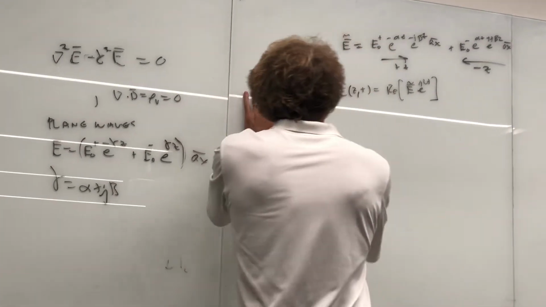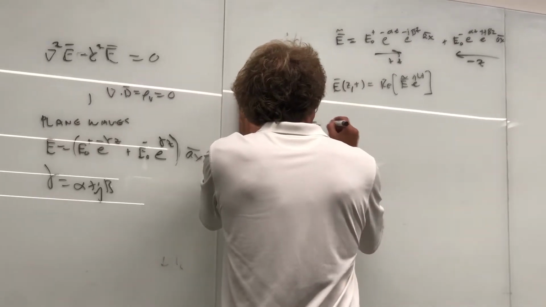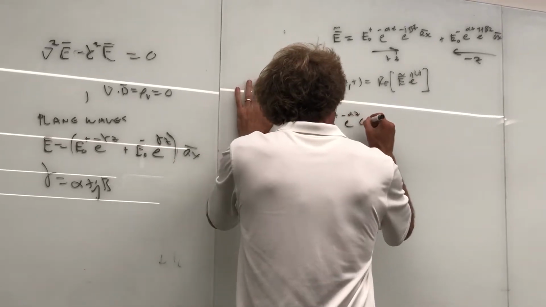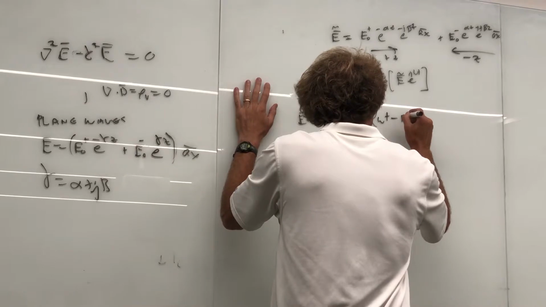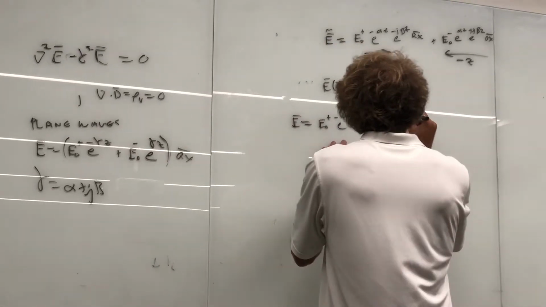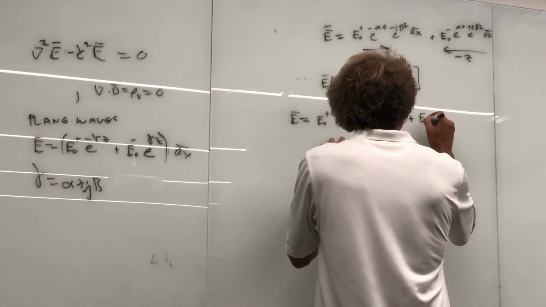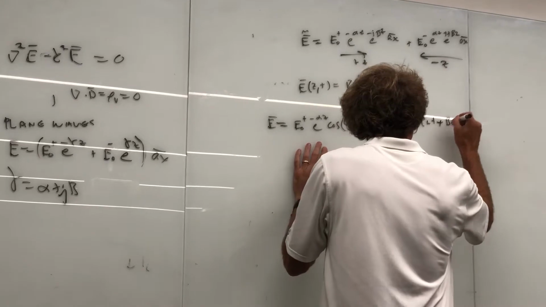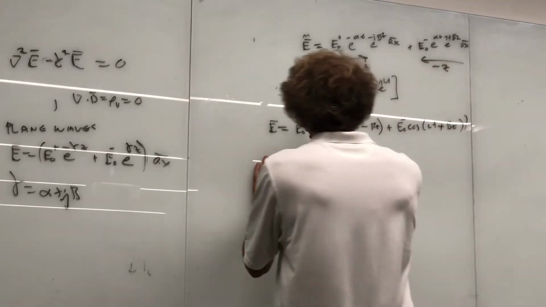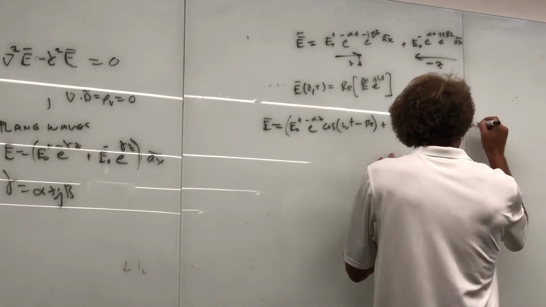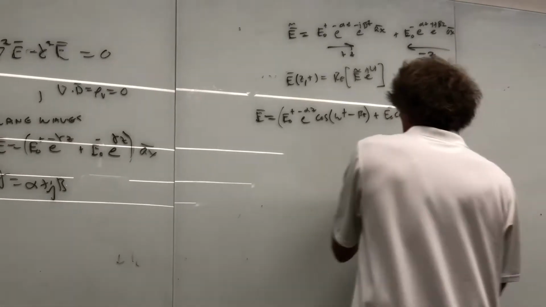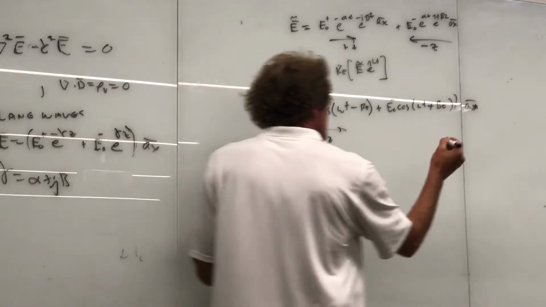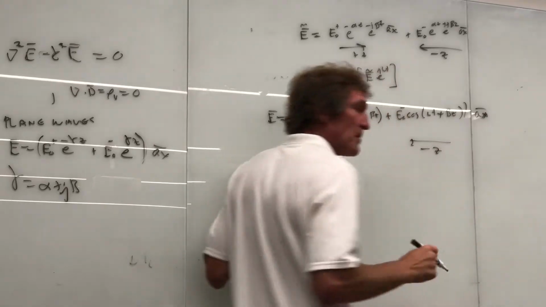So in the time domain, this will become E is equal to some E naught plus times e to the minus alpha Z times cosine of omega t minus beta Z, and it's going to be plus E naught minus times cosine of omega t plus beta Z. These are both in the a_x direction. That's the orientation of the wave. This is traveling in the plus Z direction. This is traveling in the minus Z direction. Does everybody follow me on this so far?